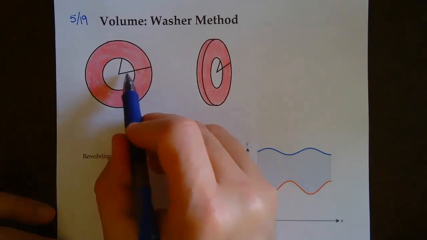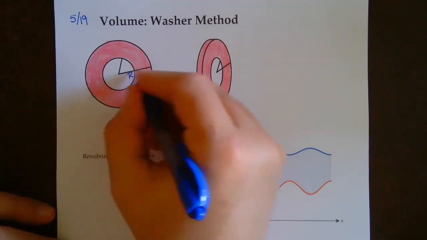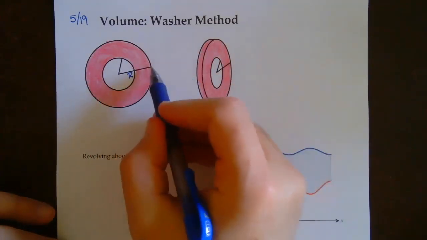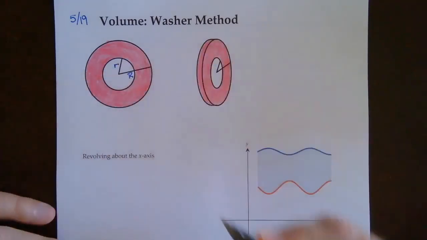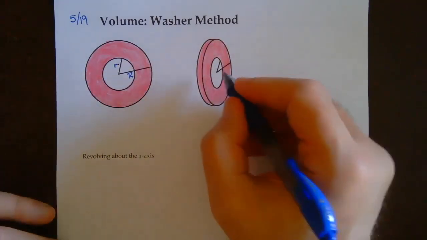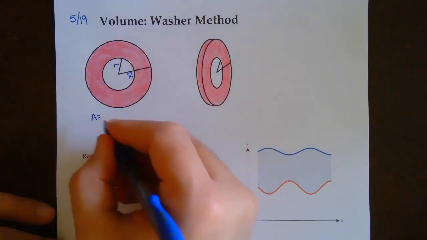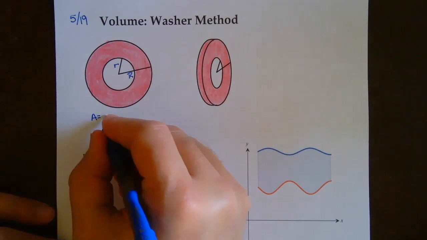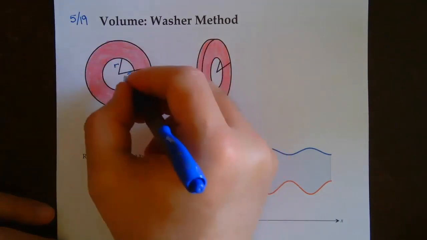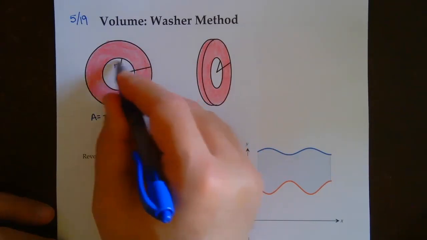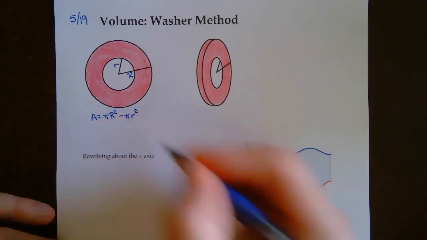So this is going to be our big radius, this big one, the outer one. Some people call this the outer radius and then the inner radius, and this is going to be little r. The area of this would be pi big R squared. That'd be the whole thing, that'd be the disk. Then we have to remove this inner circle, so minus pi little r squared.